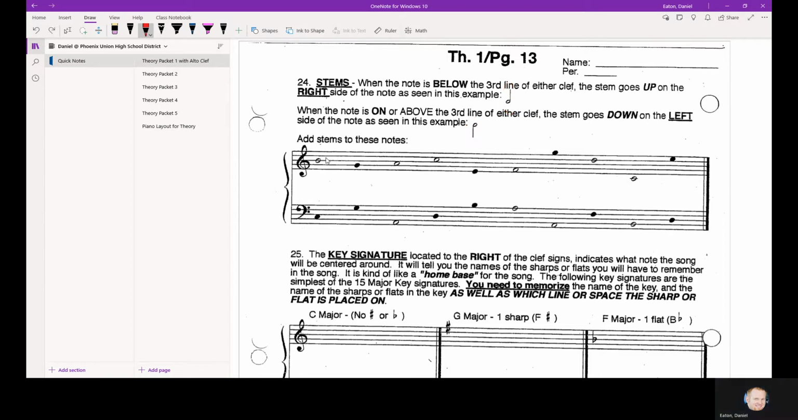So personally, I don't really like this. What does this say here? When the note is below, when it's on or above the third line. Okay, so it's saying the rule, I always have to make sure I check it. That's the rule. If it's on this third line, whether it's treble clef, bass clef, alto clef, whatever, the rule is that it's supposed to go down.